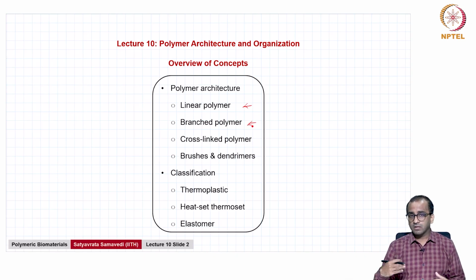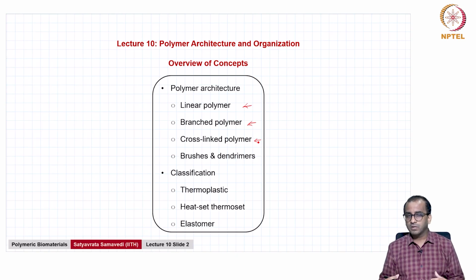Then we can look at branches that come out from the main backbone. Then you can have cross-linked polymers, or you can have 3D networks, and we will see how we can distinguish between some of them based on the extent of cross-linking, and that will lead to very different kinds of properties.